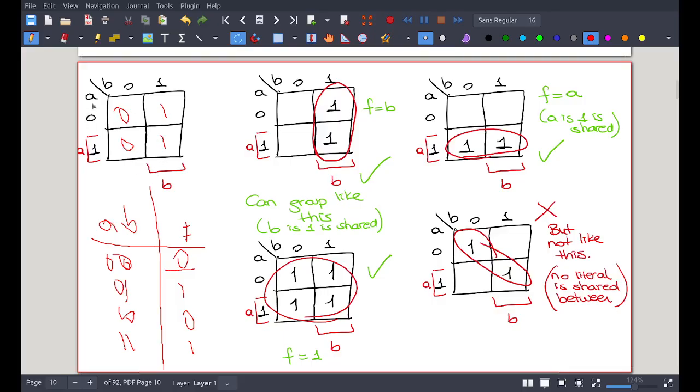So when A and B are 0 0, the value is 0. When A is 0 and B is 1, I have the value 1. That's what I wrote here. When A is 1 and B is 0, I have 0, and the last one, 1 1, I have 1. Okay, so then what happens?